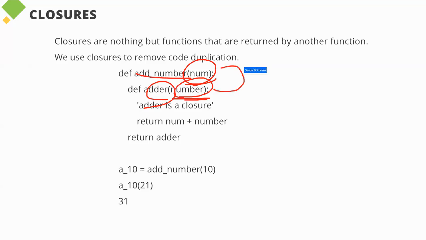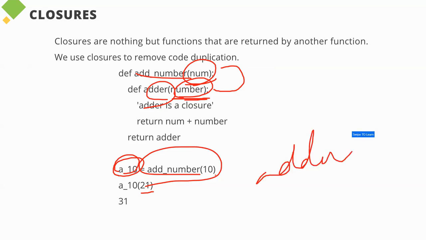So I am creating a variable a of 10: a equals add_number of 10. So I am having a function with it. You can create the a of 10 object and, without specifying the adder function, its closure, you can just pass the parameter like a of 21. A of 21 implies you are adding: a is add_number of num, and you are just calling adder of 21.